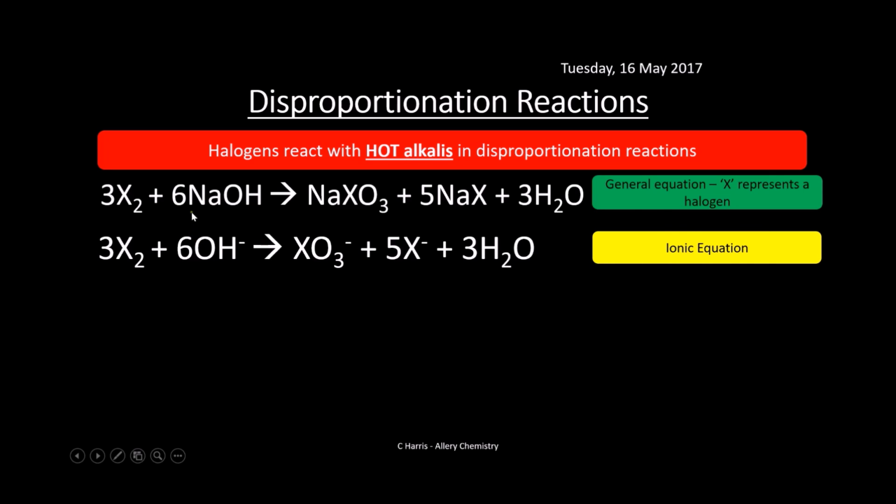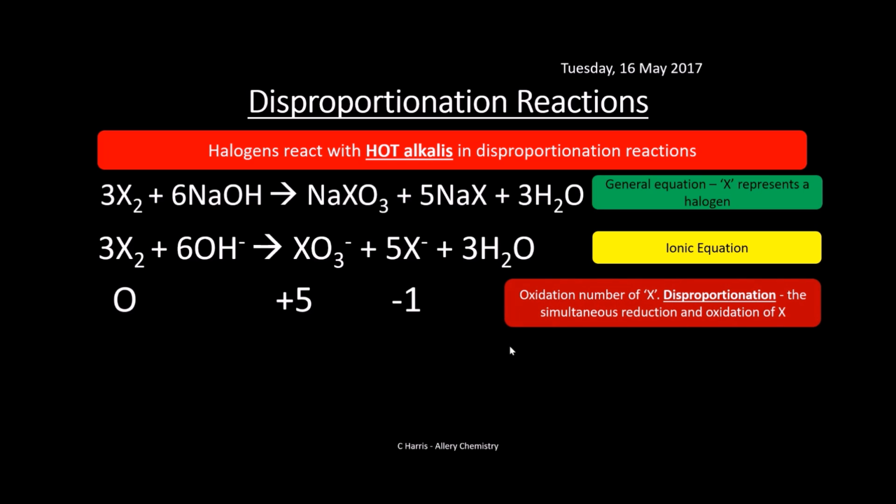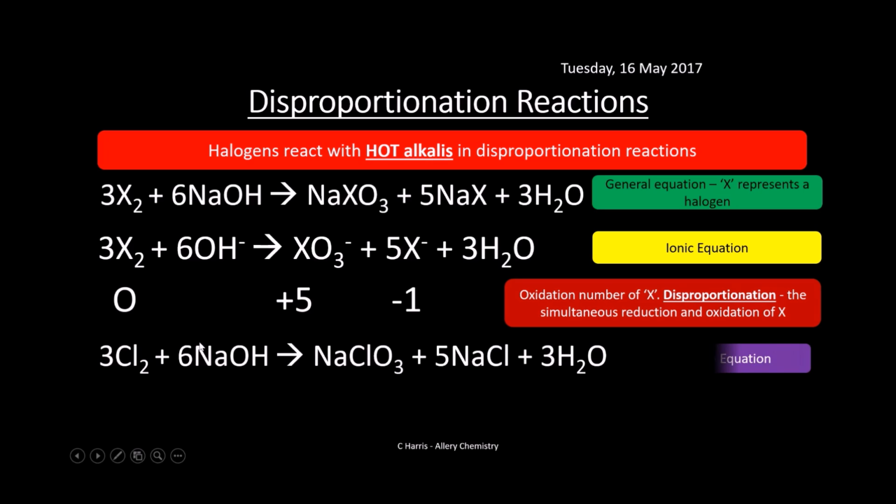So here's the ionic equation. Again, we've chopped the sodiums off because they're just spectators, just like before. And this is the general ionic equation. So you can see here that we've gone from an oxidation state of 0, which is X2, and this time the halogen here is +5. Okay, remember, look at the examples we showed in 2 slides ago. This is a +5. Okay, so this is a halate +5, a halate 5 ion. And this is 5X-, which is obviously just -1. You can see here that we've got oxidation and reduction simultaneously. So we call this a disproportionation.